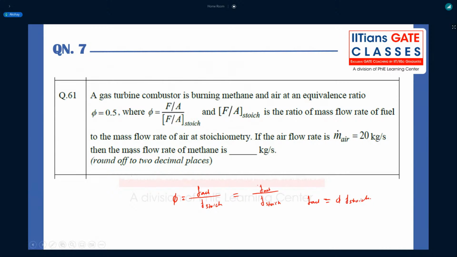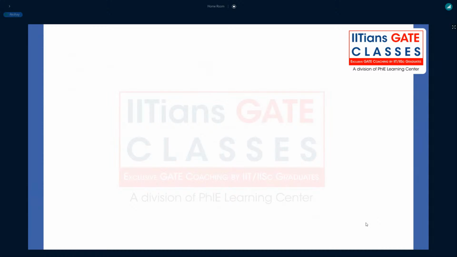So once I calculate stoichiometric fuel to air ratio, I have equivalence ratio. So from there I can calculate F actual. There I can easily say mass flow rate of the fuel or methane is nothing but mass flow rate of the air times this one, phi into F stoichiometry, right? So now everything will be known. So the first thing we are going to do now is to calculate the stoichiometric fuel to air ratio of the methane which is burning with air, right?